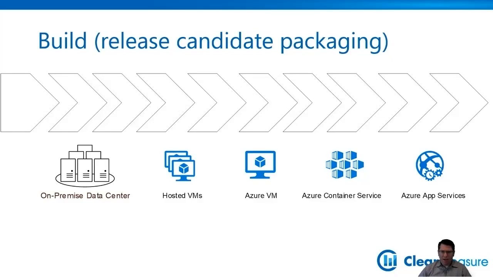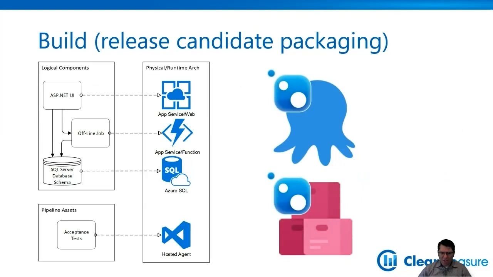So let's talk about packaging. Let's talk about the progression of packaging. So right here on the screen, we are showing the logical components. And by the way, the acceptance tests are a logical component in the application. We're talking about one Git repository right now. And we're going to map the web application over to an Azure App Service. We're going to map the offline job over to an Azure function. We're going to map the SQL Server database over to Azure SQL.